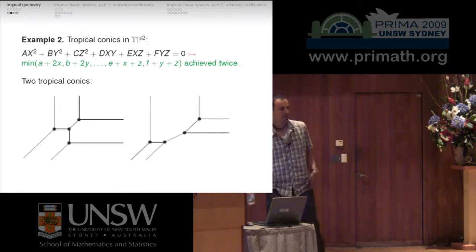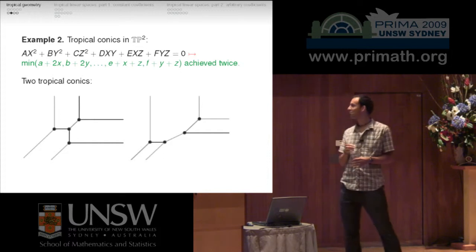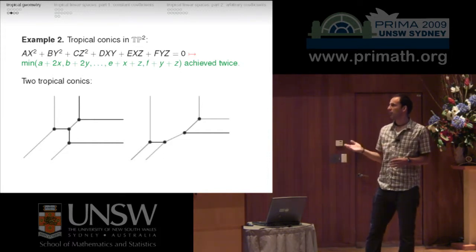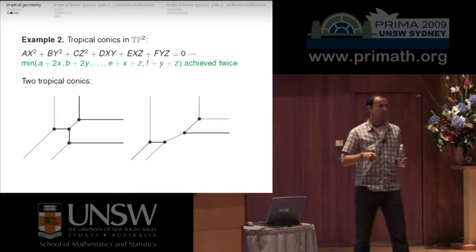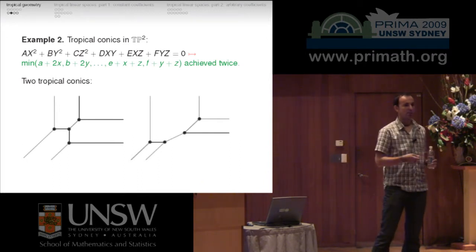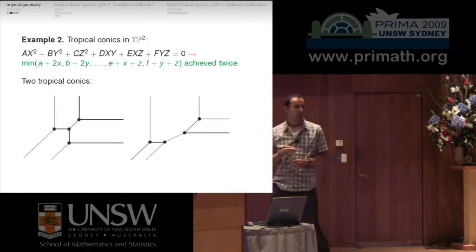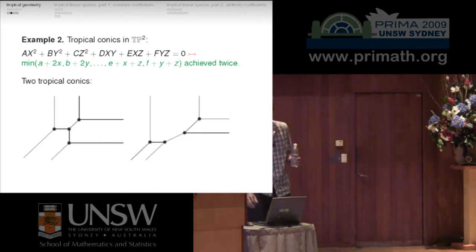What do tropical conics look like? Well, this is just to show you some nice pictures. As in the classical case where a conic might be an ellipse or a hyperbola or a parabola, here you have different types of conics, and these are two of the different types.